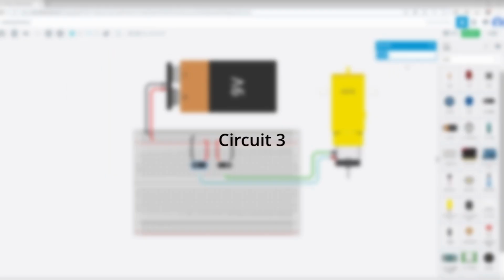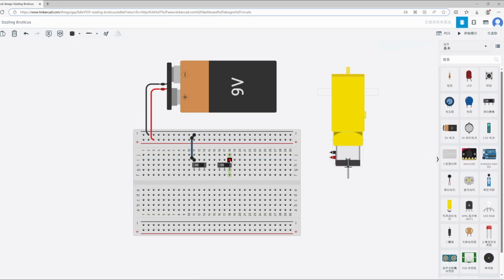Finally, we use two switches to control the forward and reverse motion of the motor. Connect the first and third terminals of both switches to the power line. Then, connect the positive and negative terminals of the motor to the second terminal of both switches. After starting the simulation, you can observe the following.